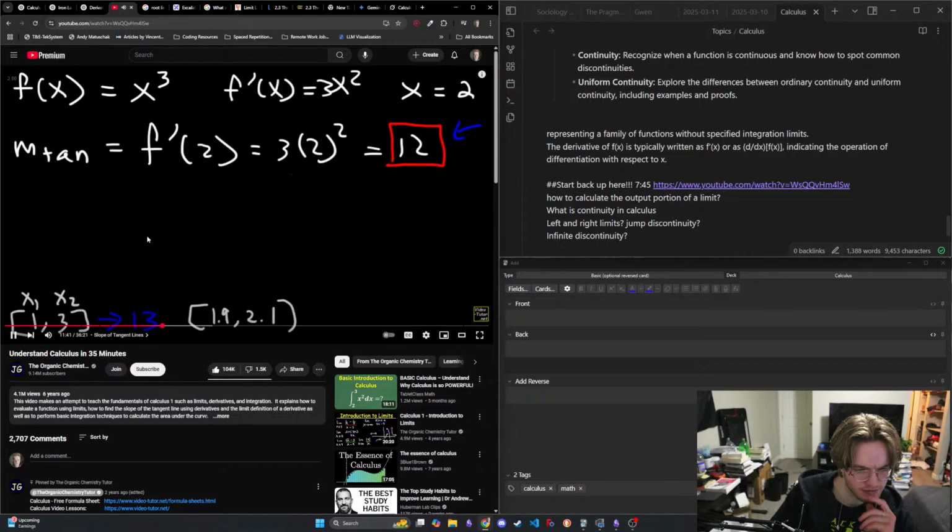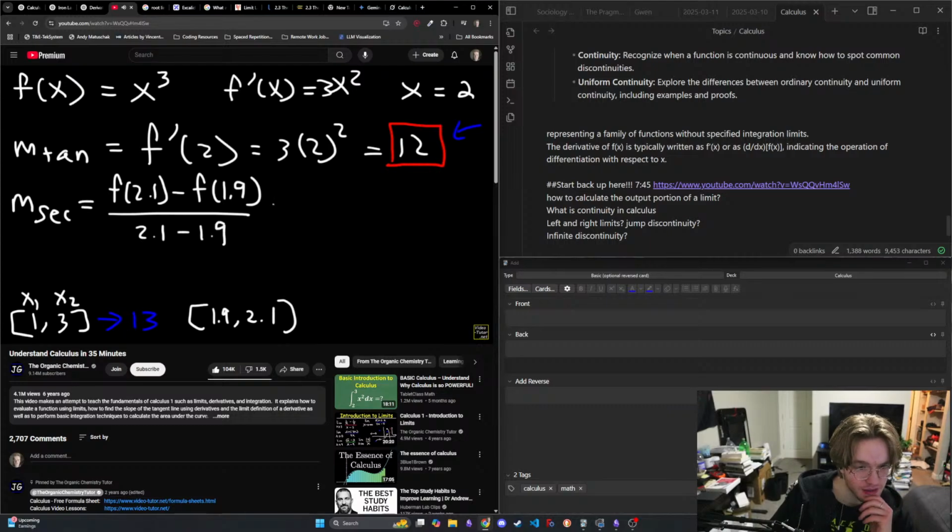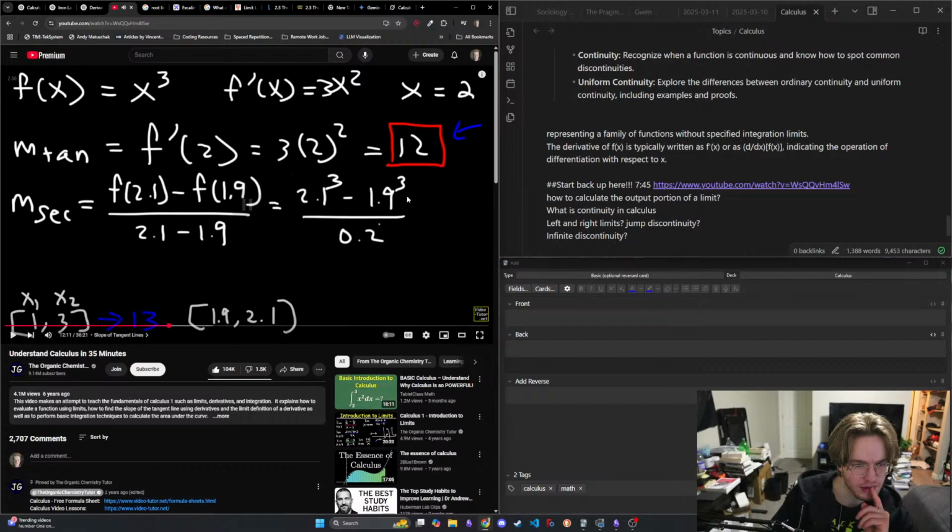1.9 and 2.1, so 2 is the midpoint. So it's going to be f of 2.1 minus f of 1.9 over 2.1 minus 1.9. So let's plug in 2.1 into that expression. So that's going to be 2.1 to the third power minus 1.9 to the third power. 2.1 minus 1.9, that's 0.2. Oh, okay. So, yeah. Okay, so I understand. Oh, okay. I think I got it now.